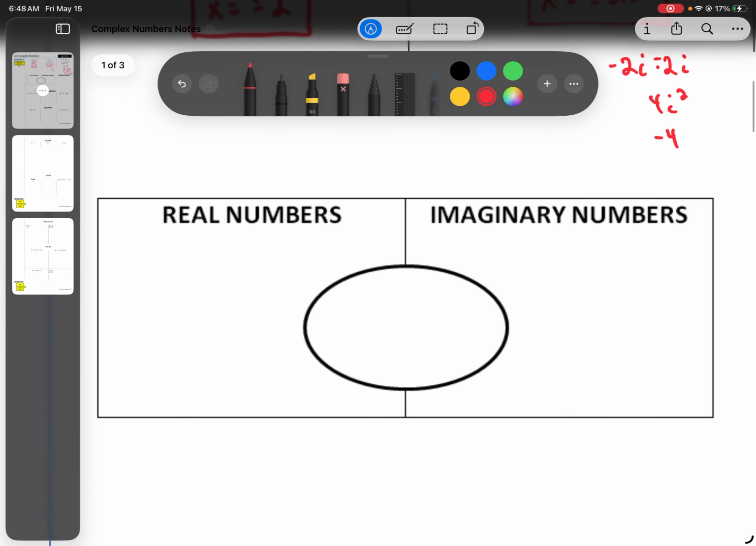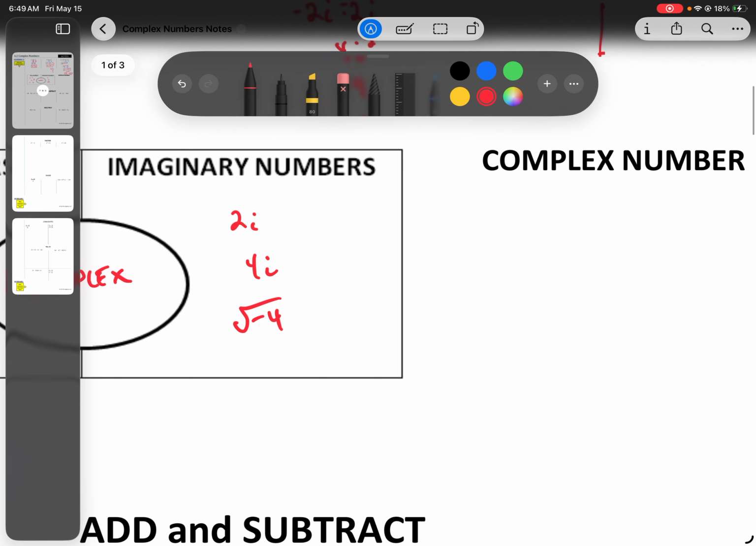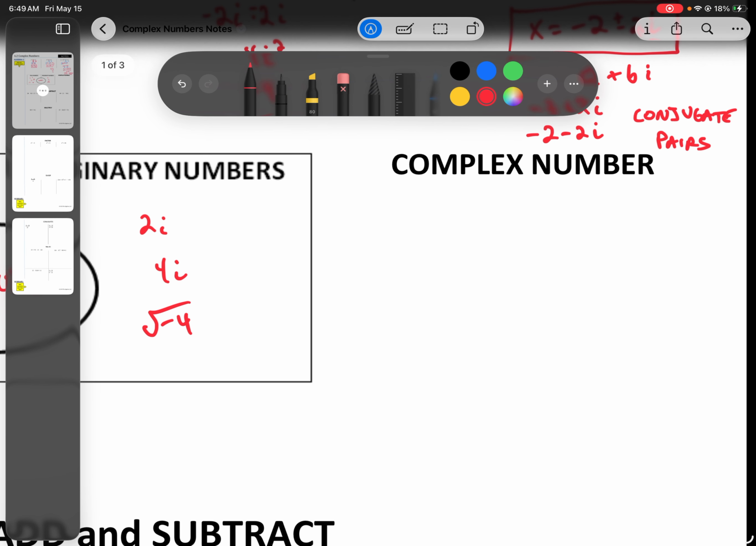Okay, so real numbers and imaginary numbers, just to review. Real numbers are things like 2 that we saw before, 4, 1/2, square root of 5, pi, negative 7. Okay, those are real numbers. Imaginary numbers are the ones that have i, 2i, 4i, or a square root of a negative. All right? You put those together, and we have complex numbers. That's like all the numbers there are. So over here, an example of a complex number would be 2 plus 3i.